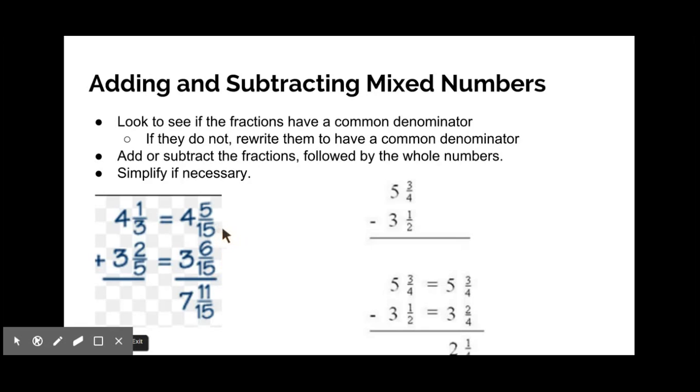First, you add the fractions together. 5/15 plus 6/15 gets you 11/15. Then add the whole numbers together. 4 plus 3 gets you 7.